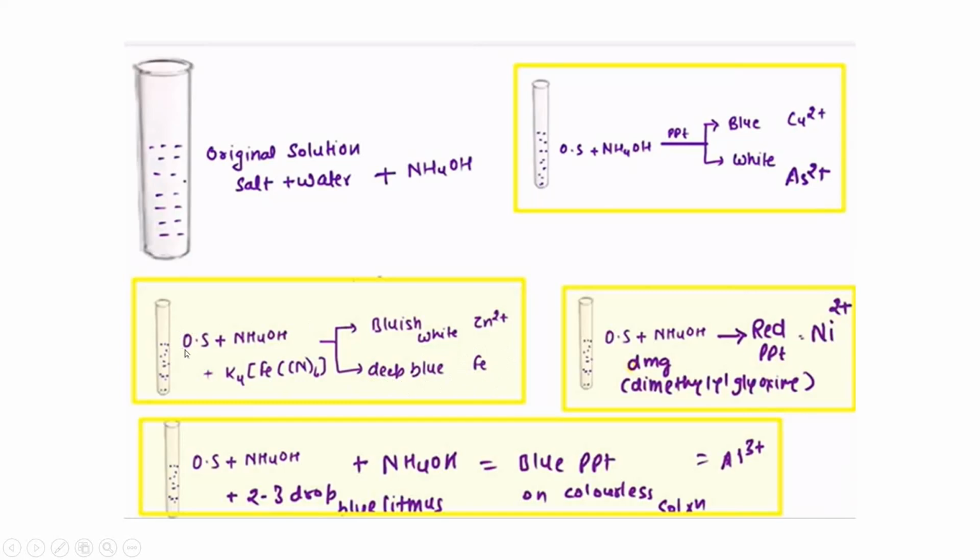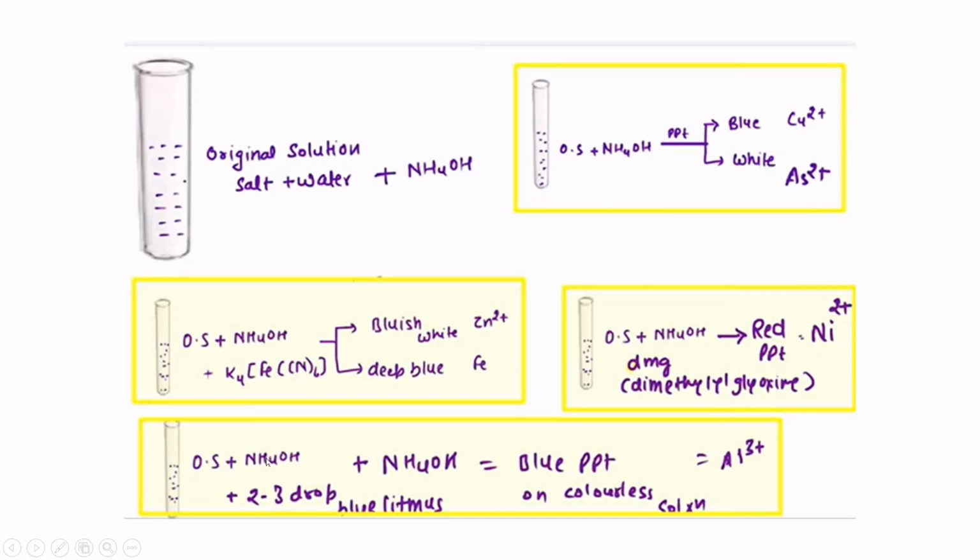So original solution plus ammonium hydroxide plus potassium hexacyanoferrate. If it gives bluish white precipitate, it shows the presence of zinc. Then original solution plus ammonium hydroxide plus dimethyl glyoxime. You can search this one in your lab, you will get it, right? If it gives a red precipitate, it shows the presence of nickel. There is very less possibility of the nickel salts. Anyhow, you have to know this one, right?